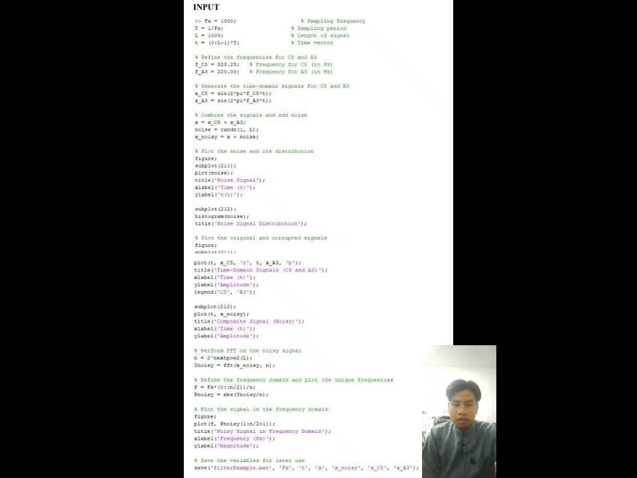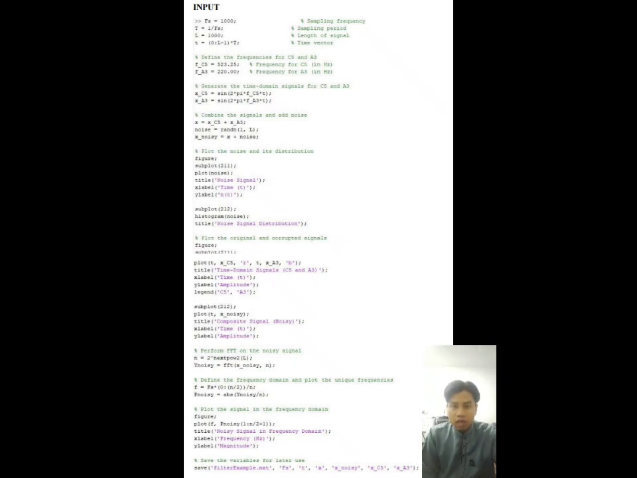And lastly, for the input, we create a time vector using the formula 0 to L minus 1, multiplied by T. This vector represents the time value corresponding to each sample in the signal. It helps establish the time axis for our signal, allowing us to analyze it in the time domain.